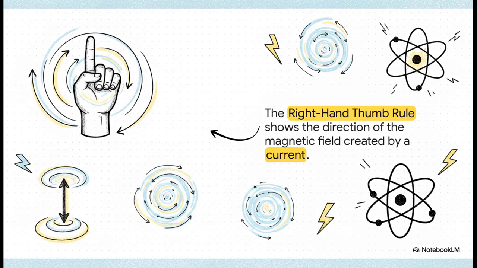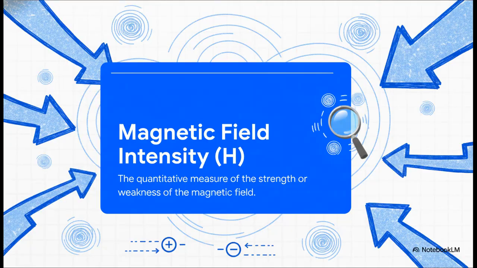And we even have this awesome little trick to figure out its direction, the right-hand thumb rule. You just point your thumb in the direction of the current, and the way your fingers curl, that's the direction of the magnetic field wrapping around the wire. Simple, but so powerful.